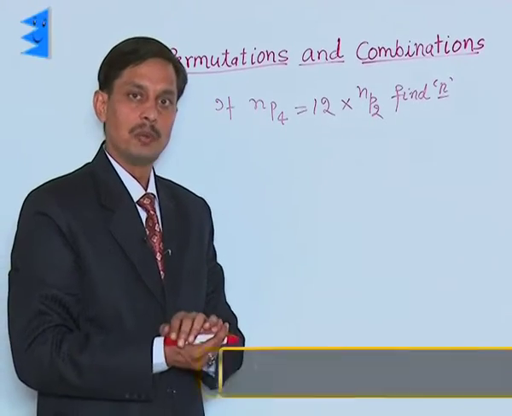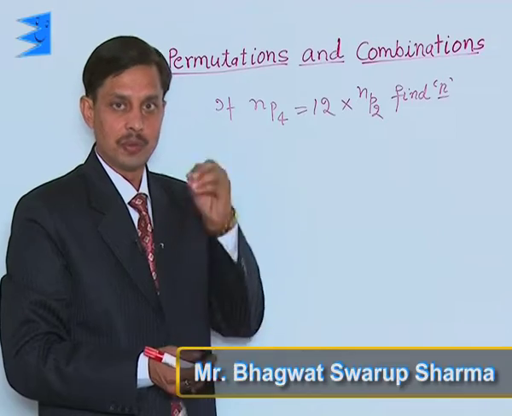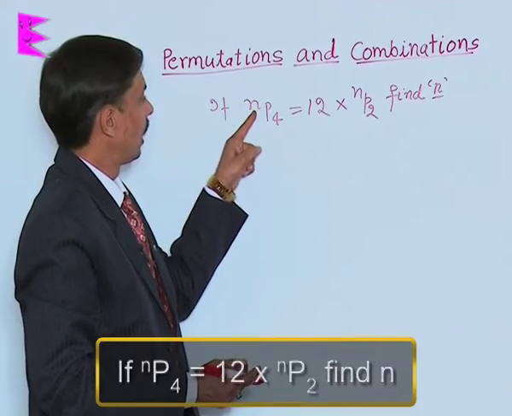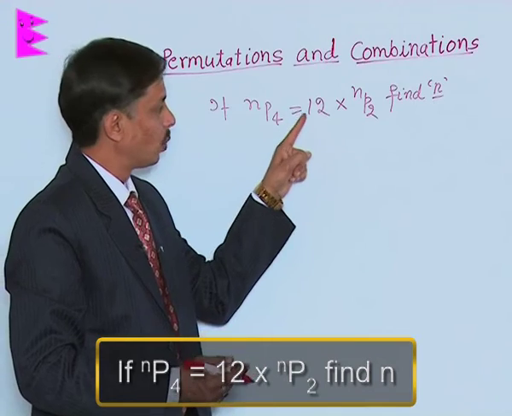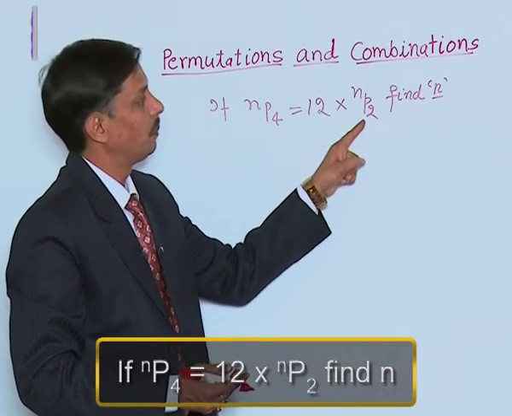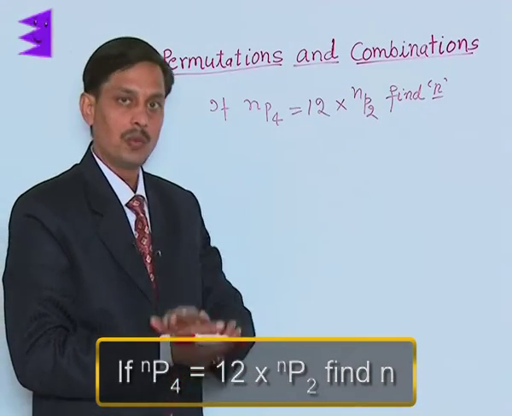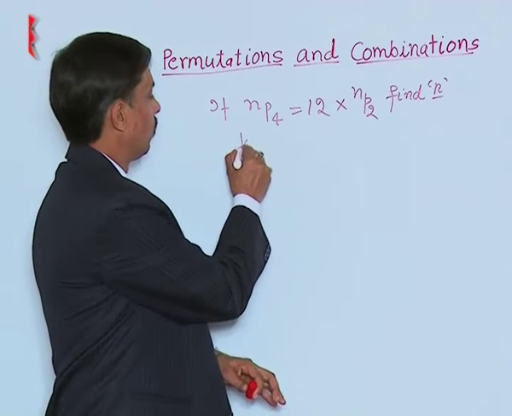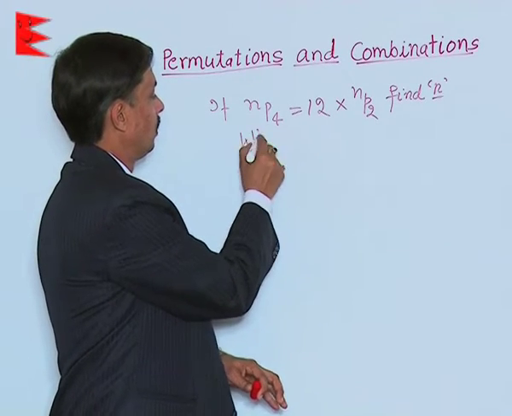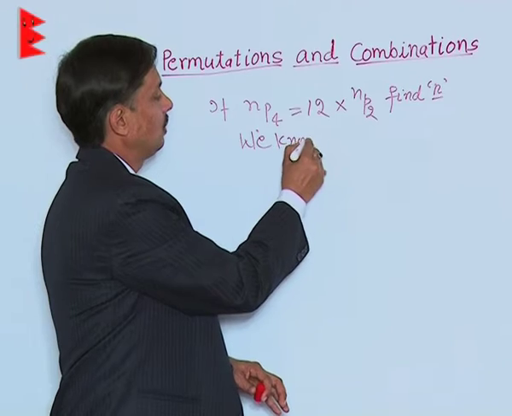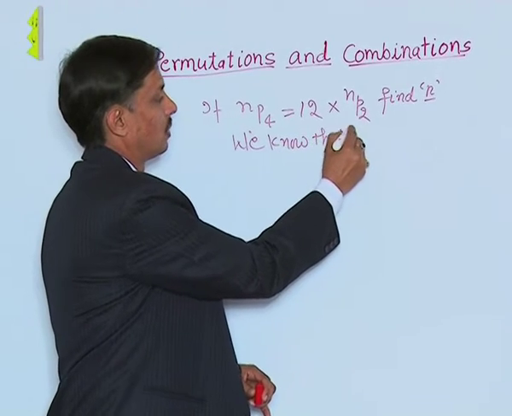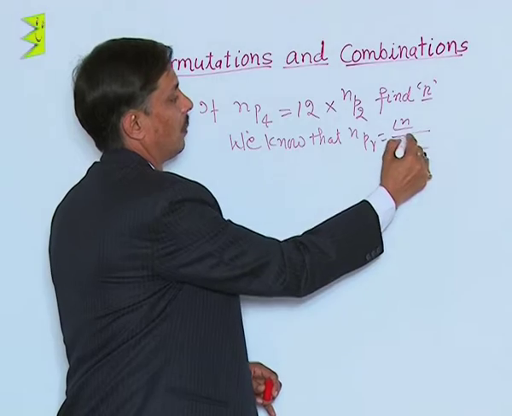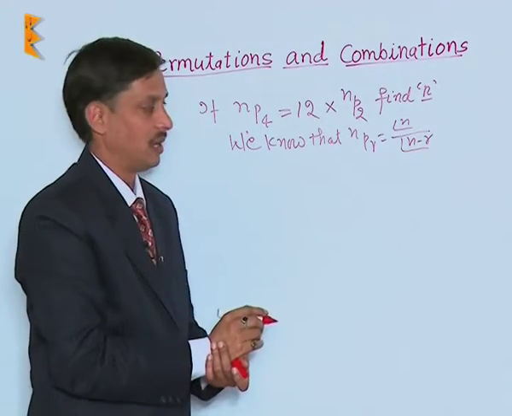Now I want to explain one application of the formula nPr. The question is, if nP4 equals 12 times nP2, then what is the value of n? We know that the formula of nPr is: nPr means factorial n upon factorial n minus r.